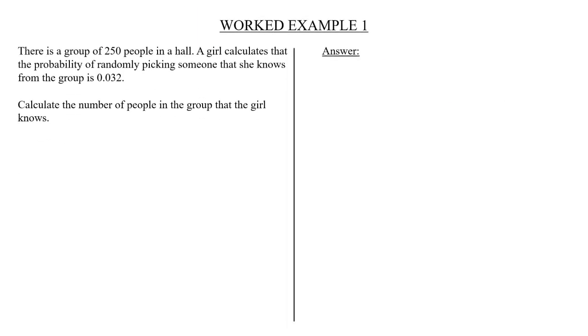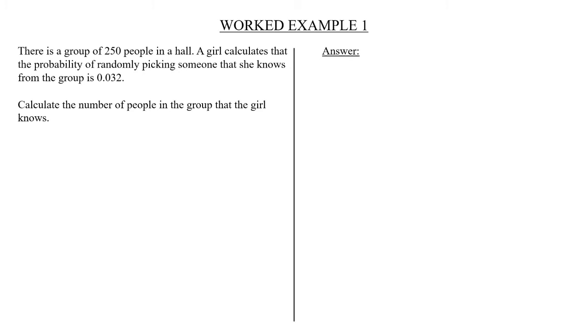Now let's look at another example. Example number 1. There is a group of 250 people in a hall. A girl calculates that the probability of randomly picking someone that she knows from the group is 0.032. Calculate the number of people in the group that the girl knows.